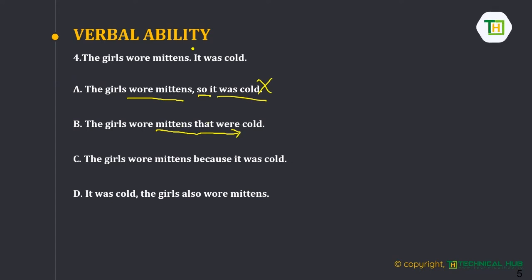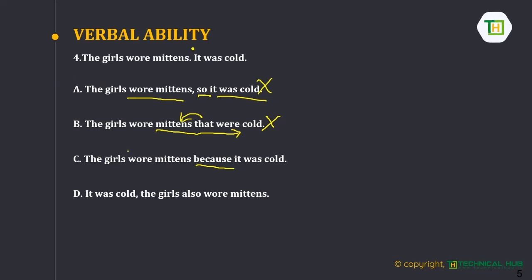They're using mittens for avoiding the cold, but the sentence is mentioning that the girls wore mittens. That indicates mittens only. So that's why you cannot use that. Okay, so the girls wore mittens because it was cold.